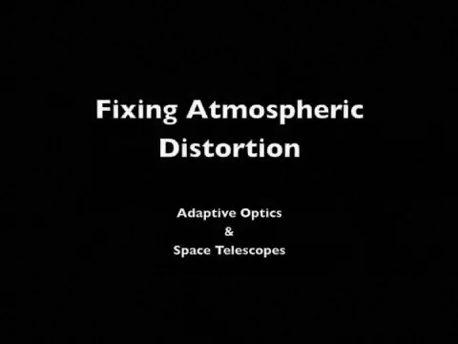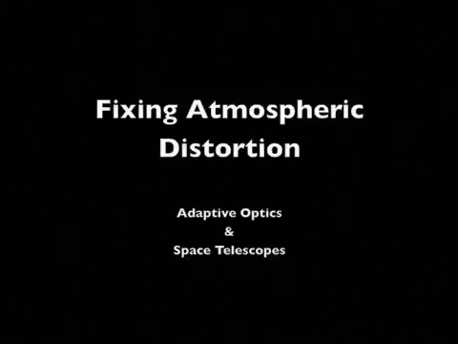So, as I mentioned, the atmosphere distorts our view of space and things above the Earth. And two different ways that we have figured out to get around that problem are called adaptive optics and the use of space telescopes. So, first, I'm going to talk about adaptive optics and a little bit about the problem of atmospheric distortion as well.